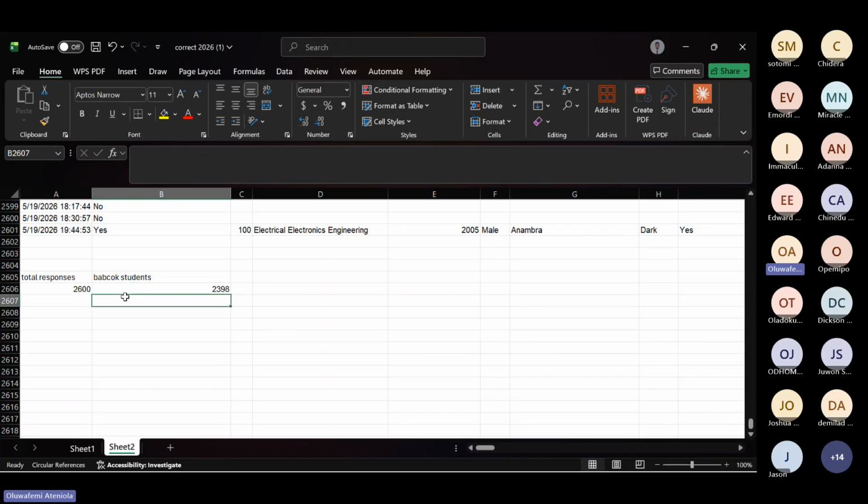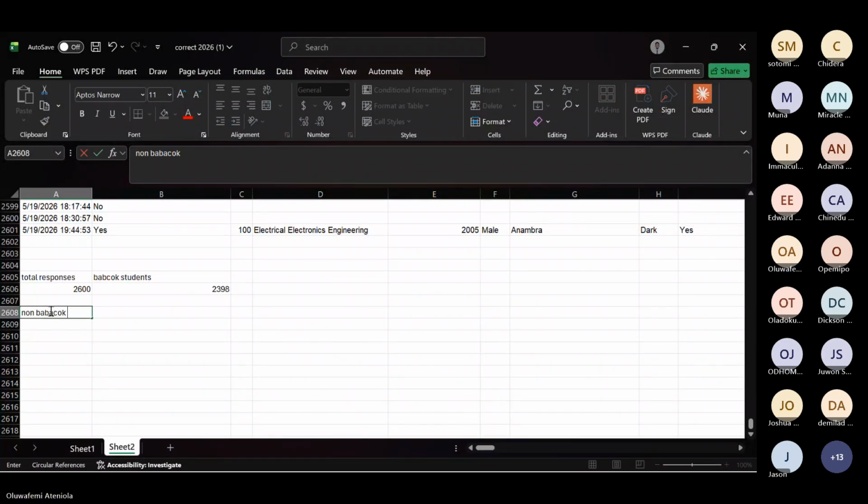Babcock students that have responded to this. So to get the number of respondents who are not Babcock students, let me break it down here. Basically, we put an equal sign, we reference this cell minus this, and that gives us the number of students that are not Babcock students. Now, I believe that's an easy one. Since we have a general population, if we subtract the segmented part, it should automatically tell us.